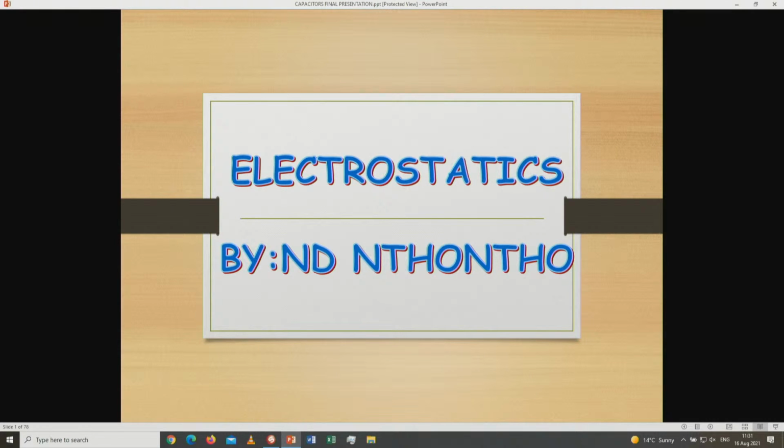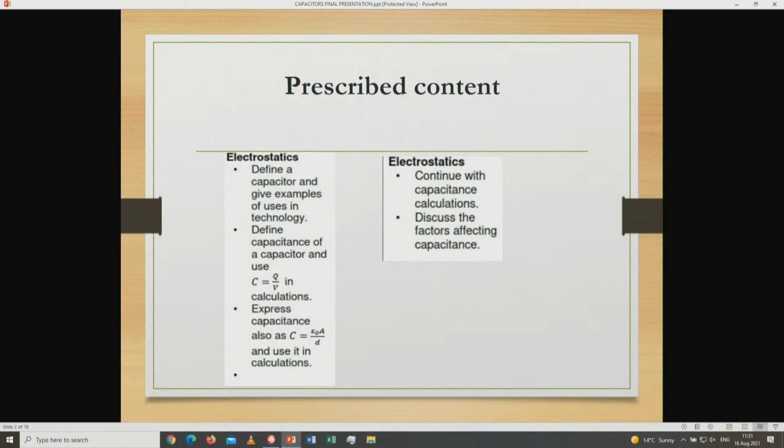The first thing that I'm going to address is the prescribed content for this particular topic, electrostatics. We are going to deal with capacitors. Learners should be able to define a capacitor and give examples of uses in technology. Define capacitance and capacitor and use this formula C equals Q over V in the calculations.